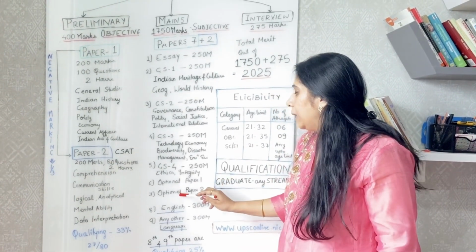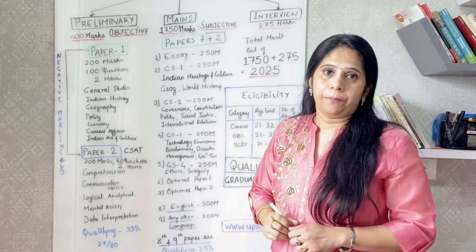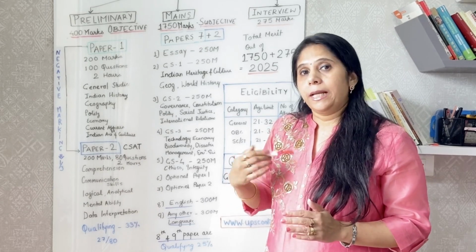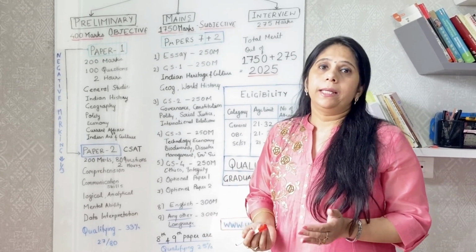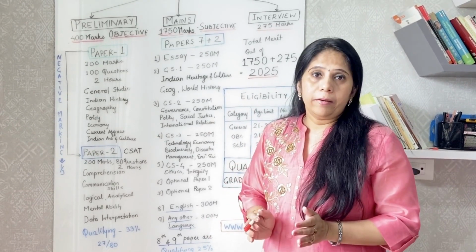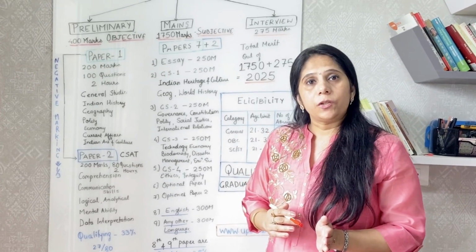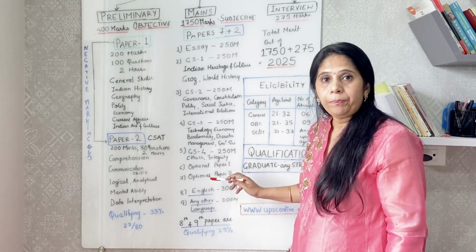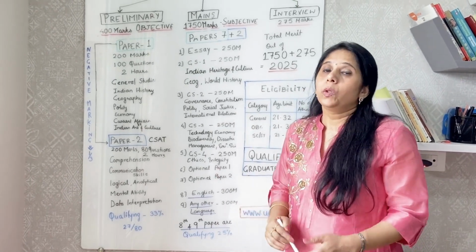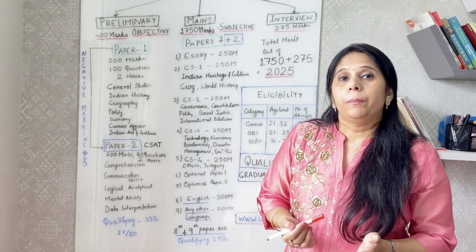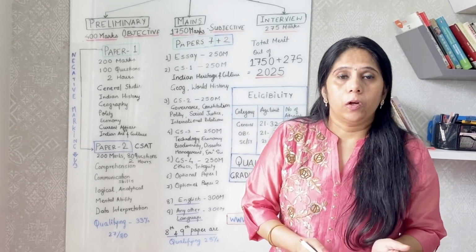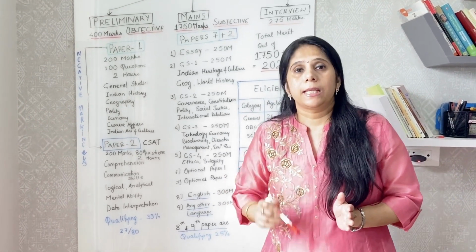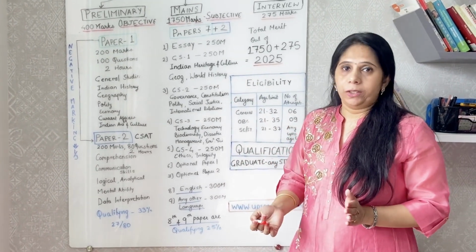And there are two optional papers, so optional subjects. There is a list specifying which optional subjects you can choose. Ideally, you can think of any subject of your interest. If you have studied it during your graduation course and you have a liking for that subject, I would recommend you go for the same. So paper 1 and paper 2. Again, there could be a subject like geography which you have not studied during your graduation course, but you are eligible to take that as an optional paper if you have a liking for that subject.